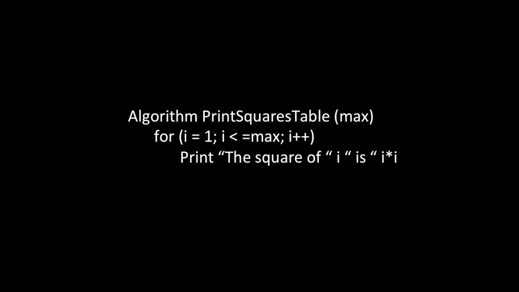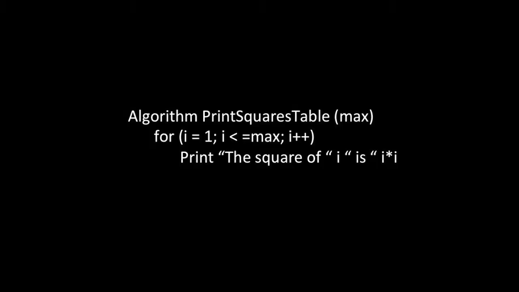At the start of my loop, as long as max is at least equal to 1, then I will be less than or equal to max, and I'll execute the body of the loop, namely to print out the square of I, which is I times I. Eventually, I will be incremented so that the value of I is no longer less than or equal to max. When that happens, the loop will terminate, and we'll be done printing our squares table.